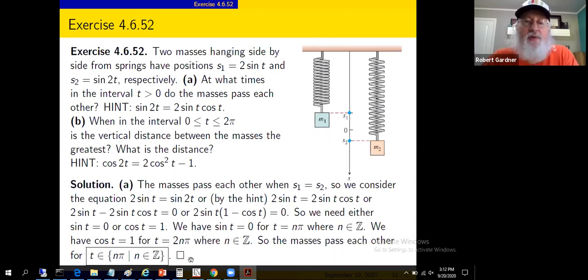I see an ever so slight mistake in my write-up. They wanted t greater than 0. So I need to take natural numbers down here. I need to take n to be greater than 0 to answer the question they asked. So that's an ever so slight error. I think I'll leave that in the notes, though. That's when they pass each other, past, present, or future. All t values, actually. But that's not what they asked for.